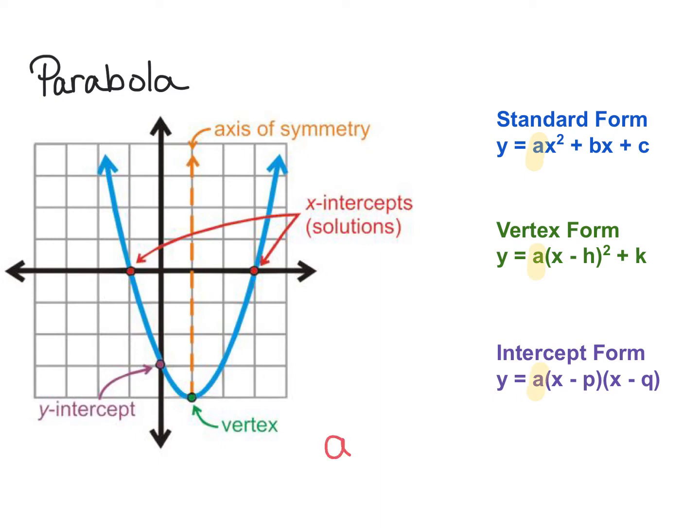If you recall what controls whether the parabola opens upward or downward, it is your a value. So if a is positive, you get this happy smiley face, okay? Whereas if a is negative, they're frowning. Your parabola is going to open upside down. And that's for all three forms of a parabola. Remember that the vertex is either your maximum or your minimum point. It's the point where the curve changes direction.